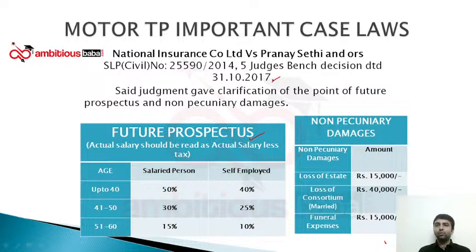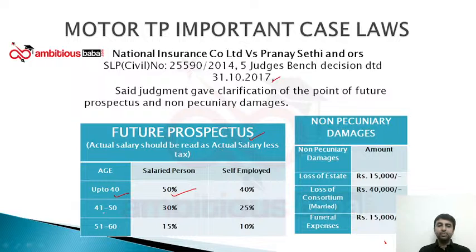So let us understand what future prospects are. Future prospects are added to the actual salary. If a person is up to the age of 40, then we take 50% additional salary. We assume that the salary will grow as he grows, and he will have some future earnings also. So we multiply the salary by 1.5; we increase the salary by 50%. For example, if a person is earning 10,000 rupees today, then he might be earning 15,000 in the coming future. So this factor is taken at the time of calculation.